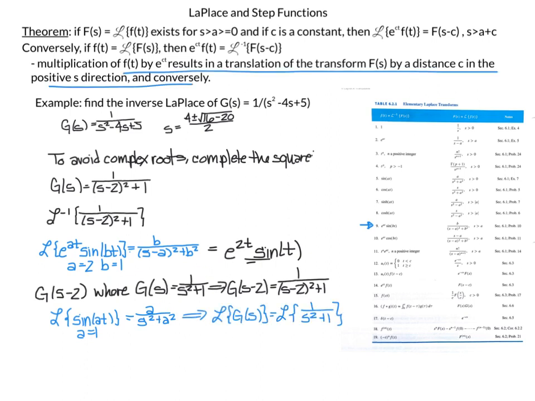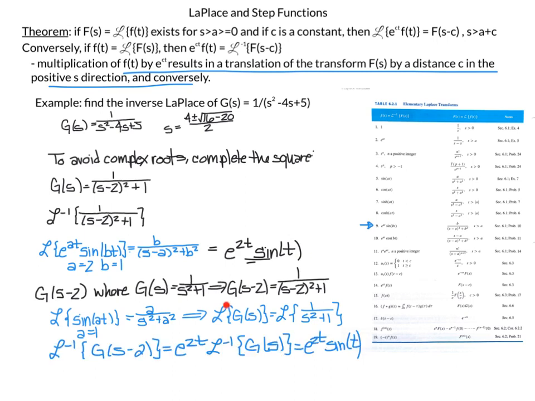And this here is exactly what we have for our modified g of s. So what we have so far is that the Laplace transform of our modified g of s is equal to the Laplace transform of 1 over s squared plus 1, which means our inverse Laplace transform is going to be sine of t. But now we're going to use this part of our theorem that says that multiplying f of t by e to the ct results in a translation of the function, now we're looking at g of s, by a distance c in the positive s direction. So remember, we're looking at g of s minus 2.